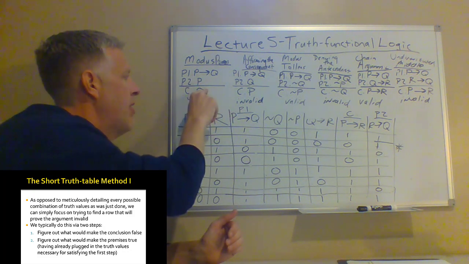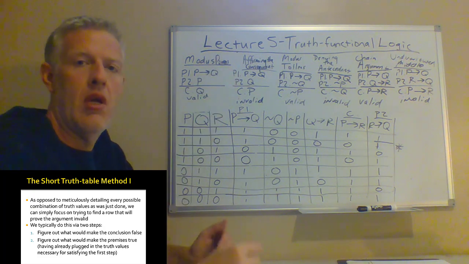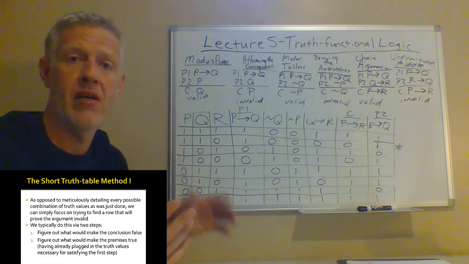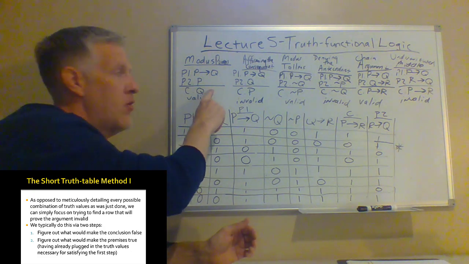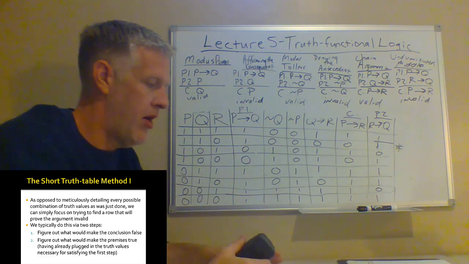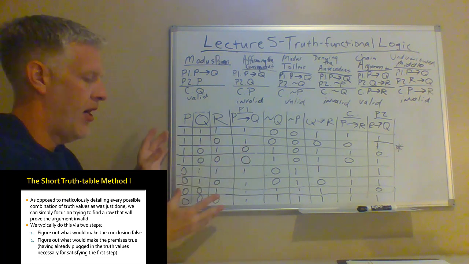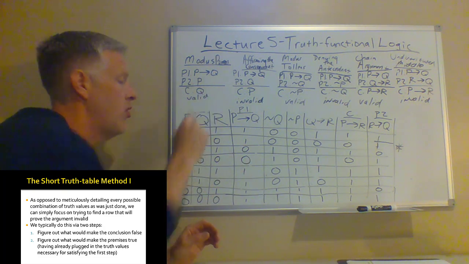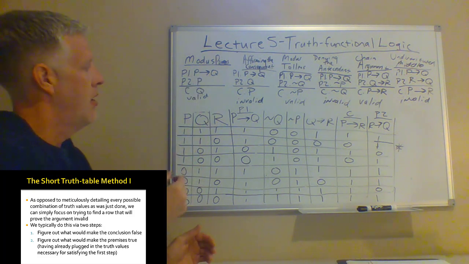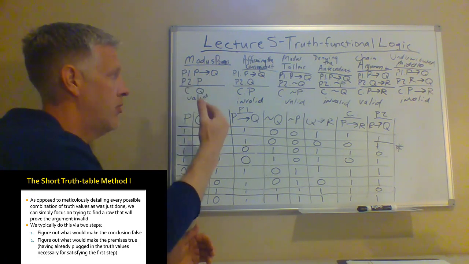What would I have to plug in here to make this Q false? And in doing so, can I still render these true? If possible, then it would be invalid. If you couldn't make these true while making the conclusion false, you'd know that it was valid. But the idea is you don't meticulously outline all the possible combinations. You start right with the conclusion and ask yourself, what truth value do I need to assign to Q in this instance to make this false? Because I'm trying to see if it's possible to make this invalid.